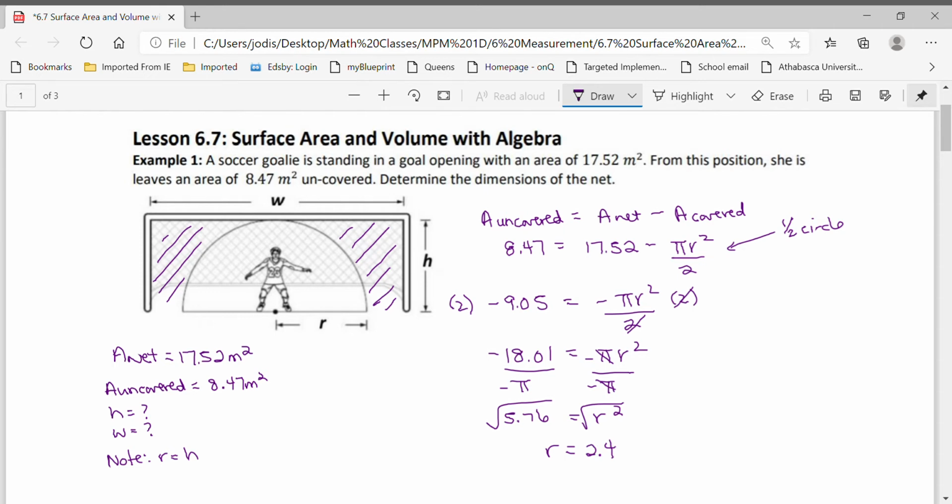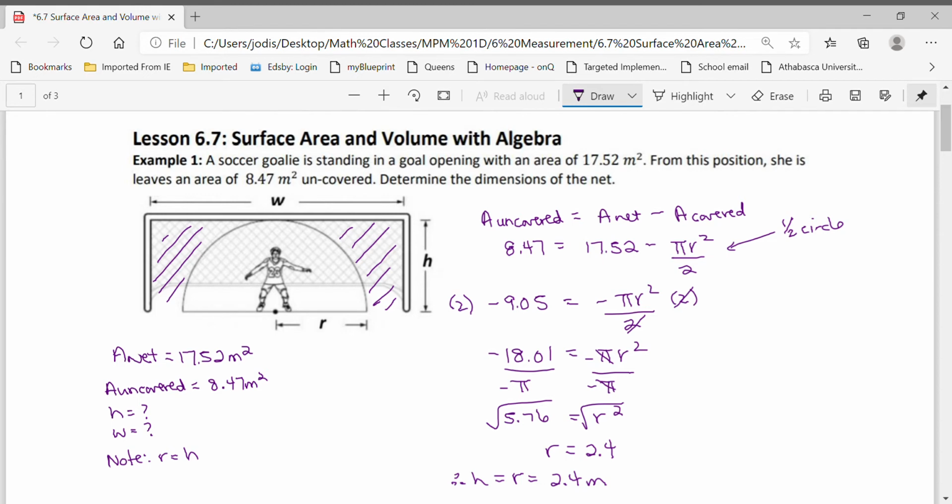Okay. So we figured out our radius, okay, but they didn't just ask us for that, they asked us for the dimensions of our net, okay. So our radius, in this case, we said it equals the height, right? So we could say, therefore, the height equals the radius, which is 2.4 meters, okay.